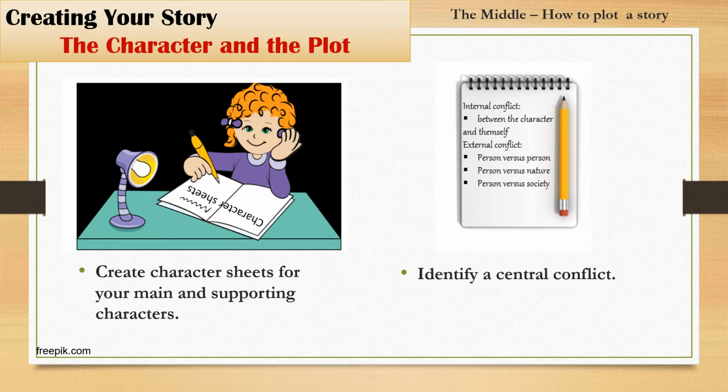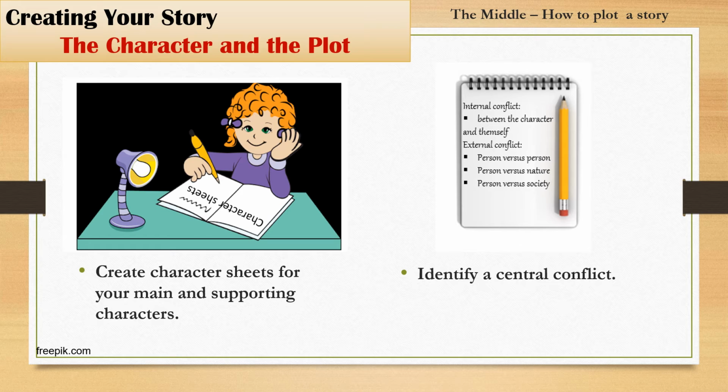Next, identify a central conflict. Your conflict should appear early in the story so that the readers or the viewers will be able to experience tension. This will also lead to the rise in action in the plot and eventually to the climax, which is the peak of the action in the plot.